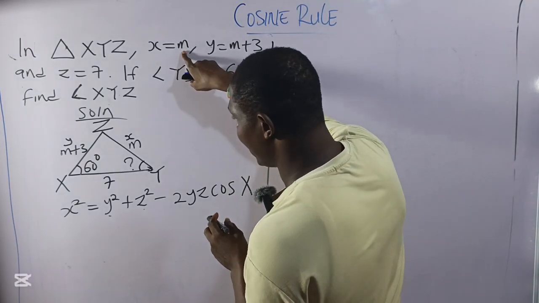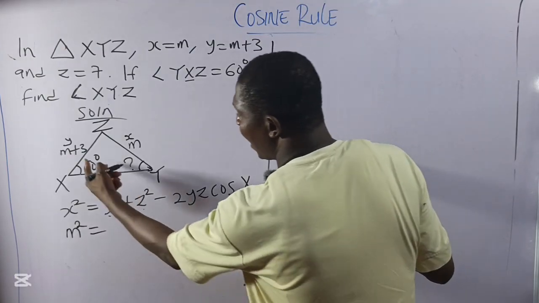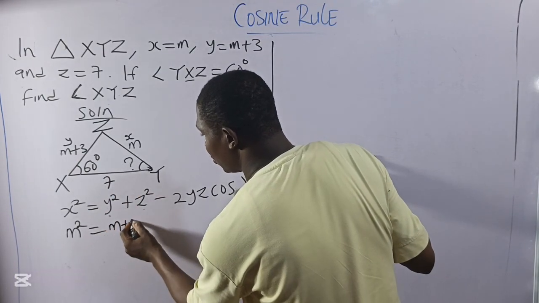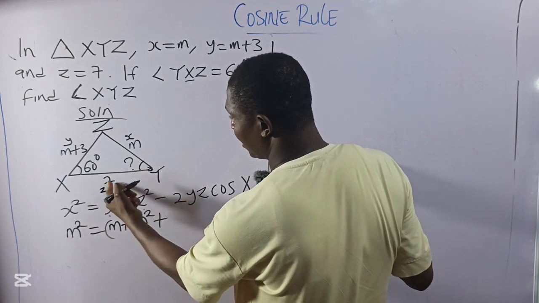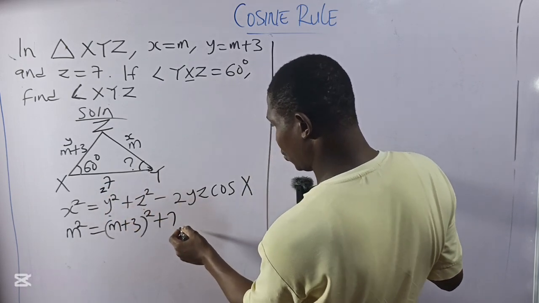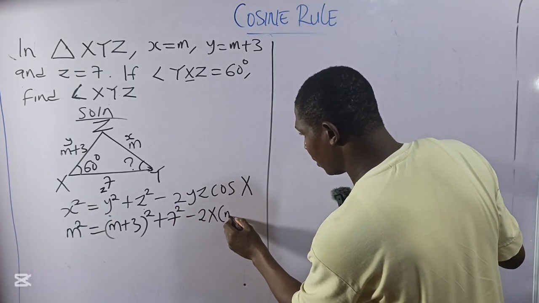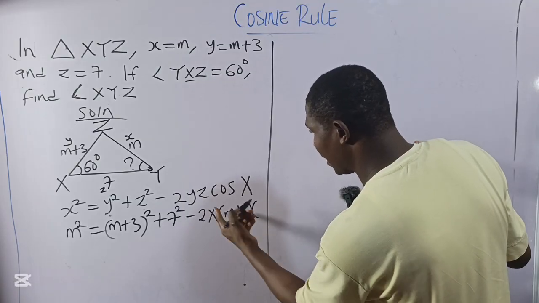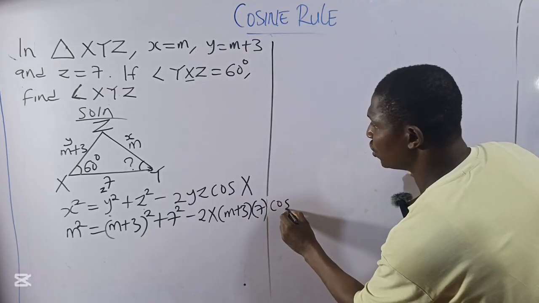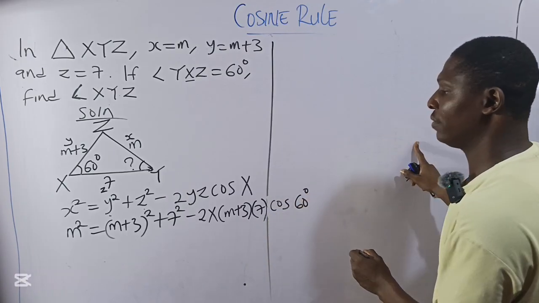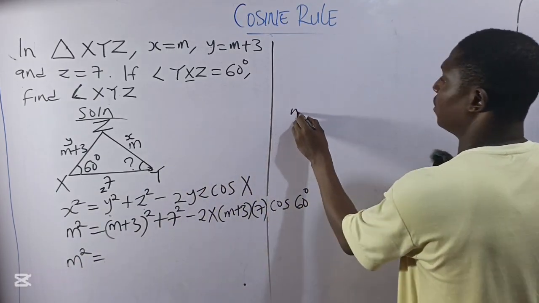My x is equal to m, so I'll put my m here. So I have m squared equals, my y is m plus 3, so I have m plus 3 in brackets squared, plus my z, which is 7, so 7 squared, minus 2 times m plus 3 times z, which is 7, times cos the value of X, which is 60 degrees.